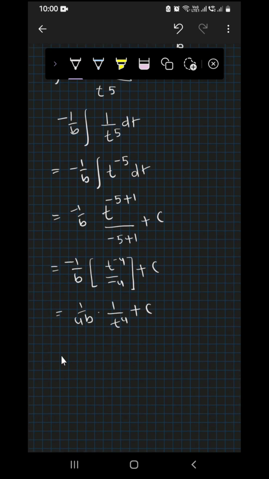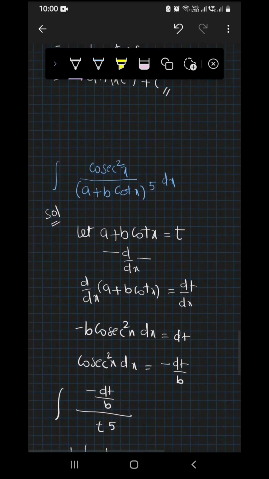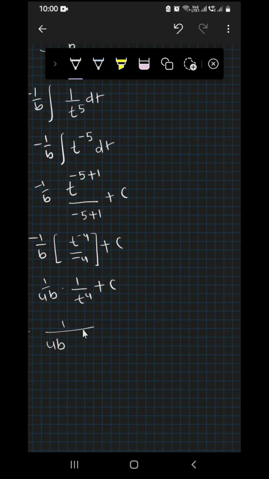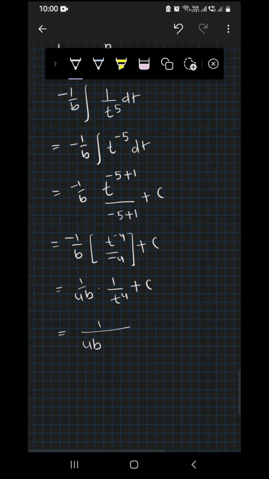Now we can write 1 by 4b into t, where t is what we took here, a plus b cot x. That's why the answer for the given problem is 1 by 4b into 1 by (a plus b cot x) whole power 4 plus c.